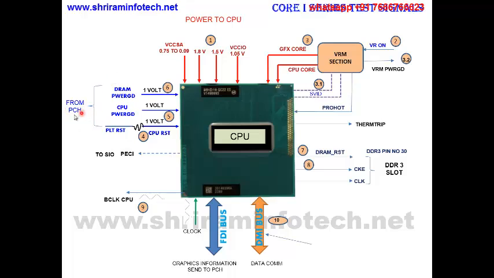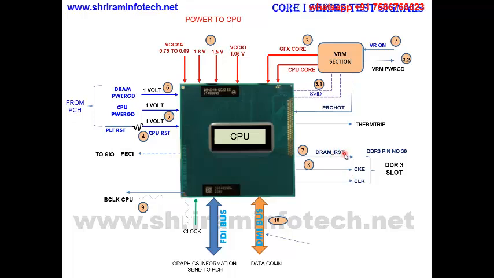It receives these signals from the PCH. And it receives the clock from the PCH only. So this is the B clock, ITP. This signal you can check with the help of an oscilloscope to see whether this processor is working or not. Okay, and these are some test points where you can check whether the processor is working or not.